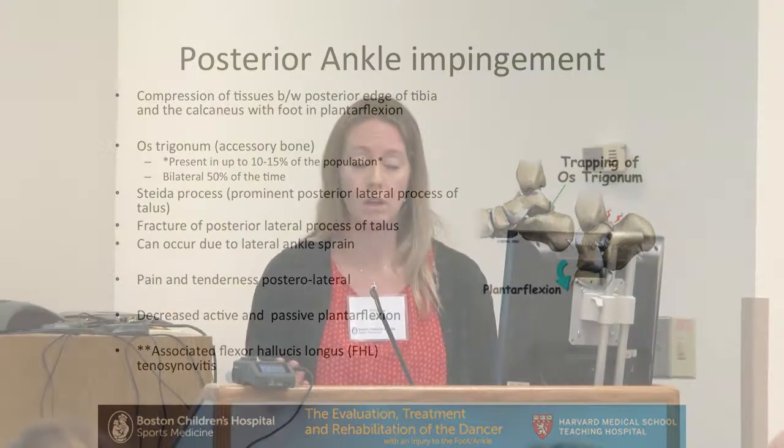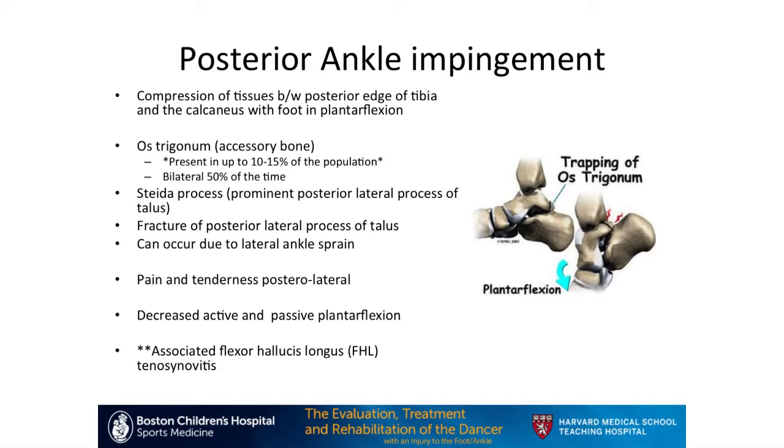Perhaps there's an association with a fracture of the Stieda process. And it's thought to be present in about 10 to 15% of the population, and bilateral maybe about 50% of the time. And we often actually do see these things unroofed after ankle sprains, and that might have to do with some of the instability about the talus and some increased compression posteriorly.